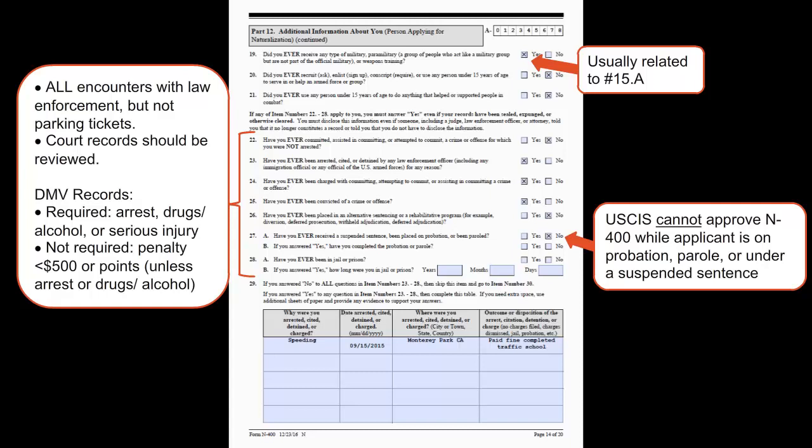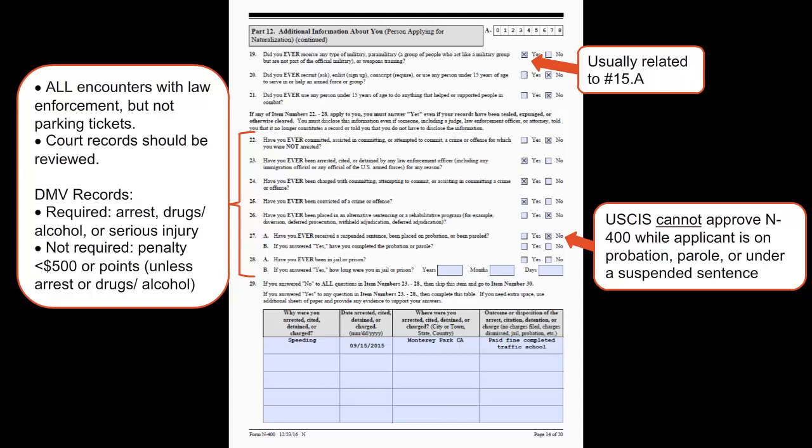Question 27. It's important to be aware about probation. This question asks if they have ever received a suspended sentence, been placed on probation, or have been paroled. DUIs, which are common, typically include probation as a sentence. So make sure that the applicant has completed their probation period before they can apply for naturalization.